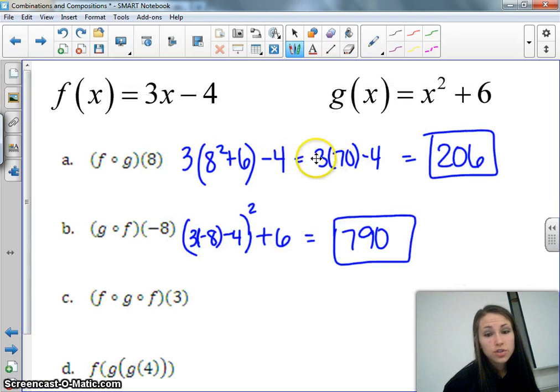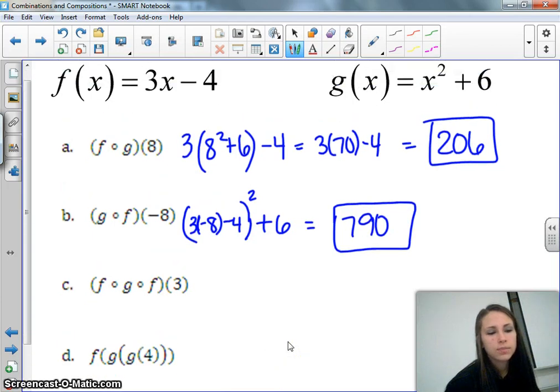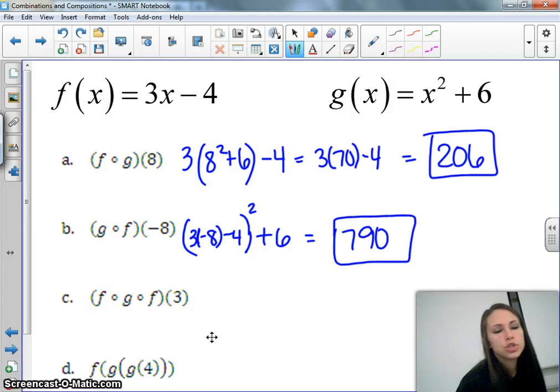So these first two should have been pretty easy. These were exactly like a couple of the examples that we did before. And so these are your answers for A and B, so 206 and 790. Now, you may have struggled with C and D. That's because those are just a little bit different than what we did before, because you've got three things here. So I want to show you the easiest way to do this.